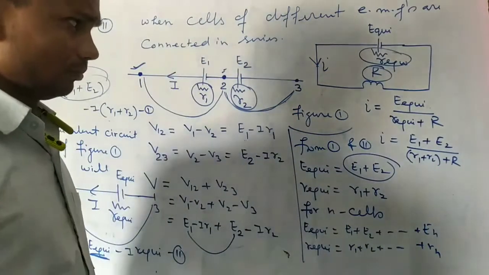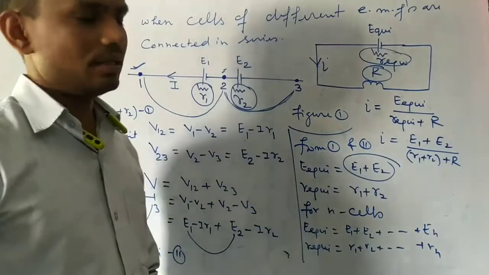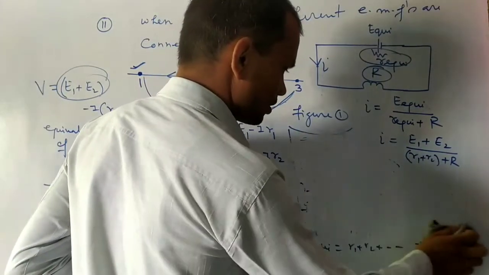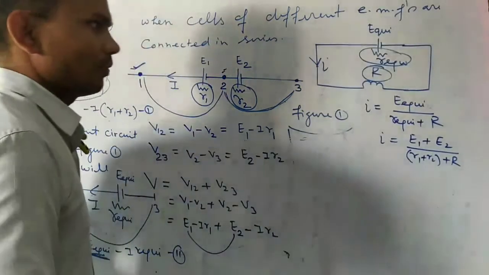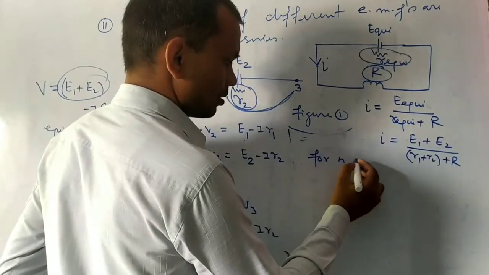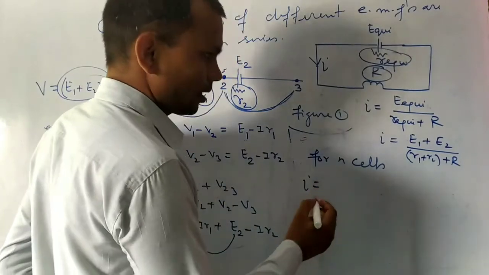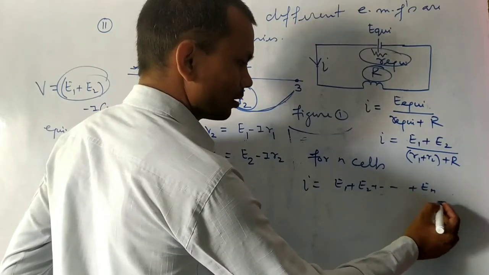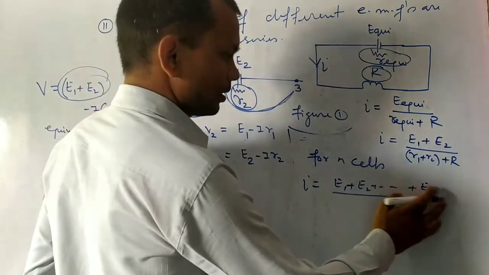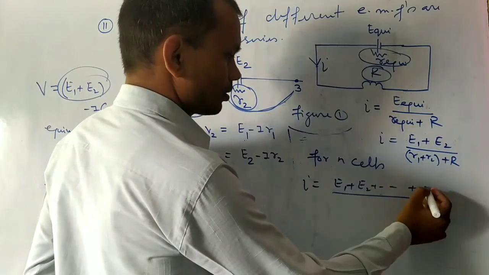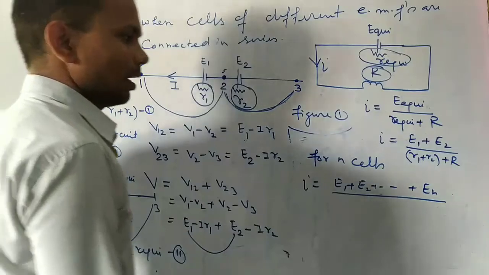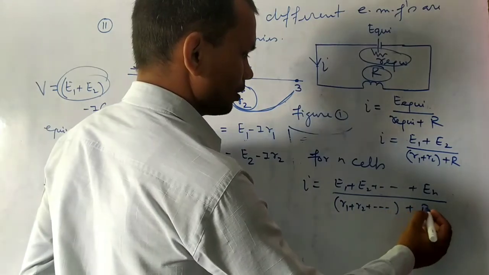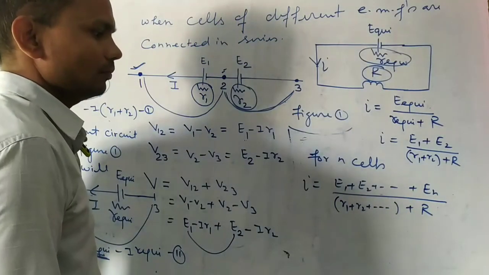Now suppose n cells are connected, then for n cells, the EMF is n times, and internal resistance is also n times, right? So for n cells, if you want to find the electric current I, this is E1 plus E2 and so on, up to En, and then R1 plus R2 and so on, up to Rn, and then R, right?